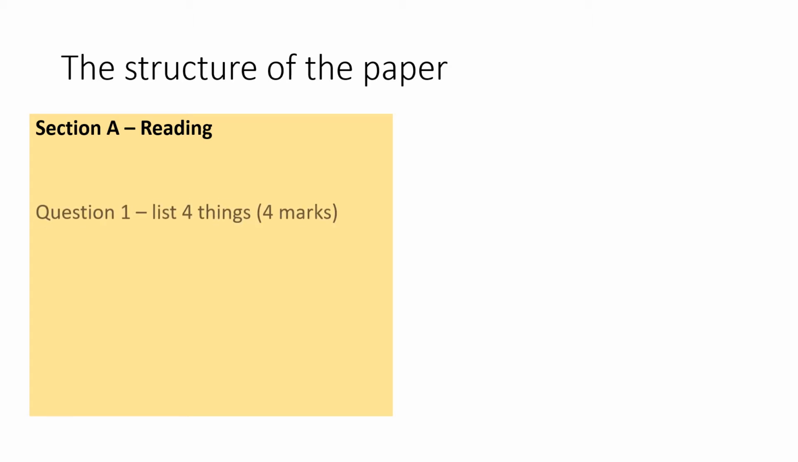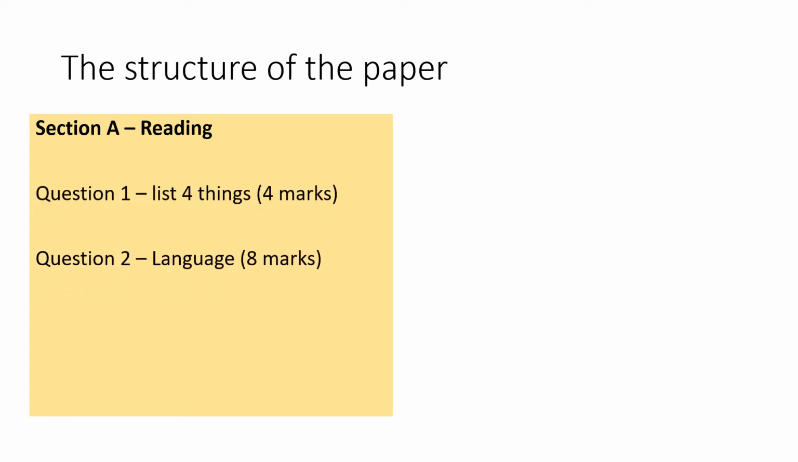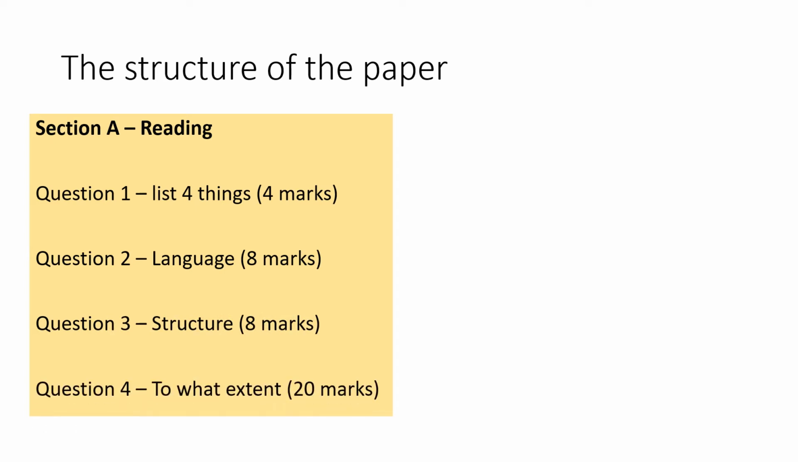I'll quickly recap the structure of the paper again, which I did in my last video too. Section A is the reading section where you're given an extract from a piece of fiction, normally a novel. It could be a short story, and you are asked 4 questions. Question 1 is to list 4 things. Question 2 is about how the writer uses language for particular effect. Question 3 details how the writer has structured the extract to interest the reader. And then the question we're looking at here, question 4, the "to what extent" question, a 20 marker.